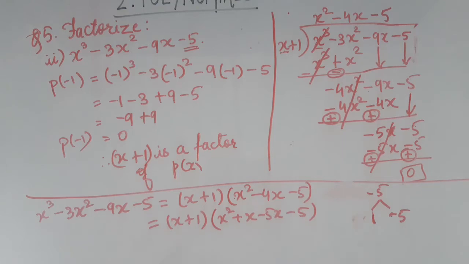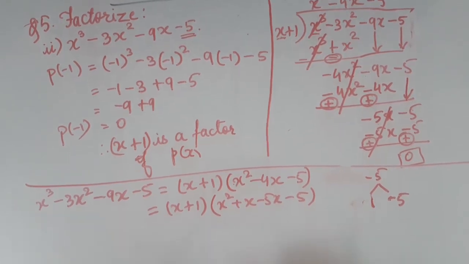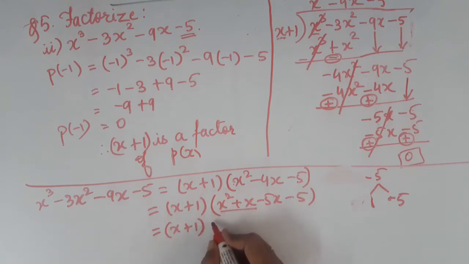This minus 5 as it is, right? Now what can I take common from the first two terms? I can take x common.